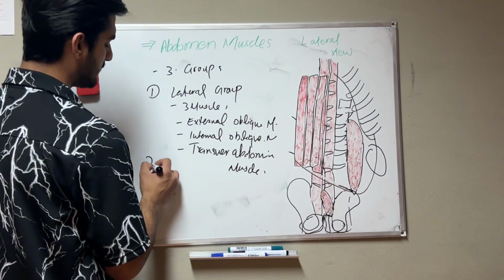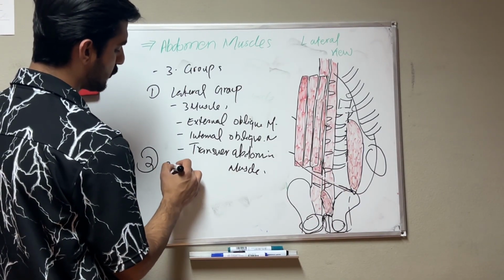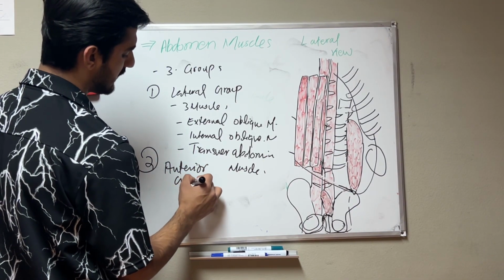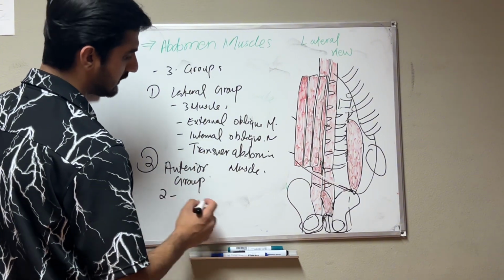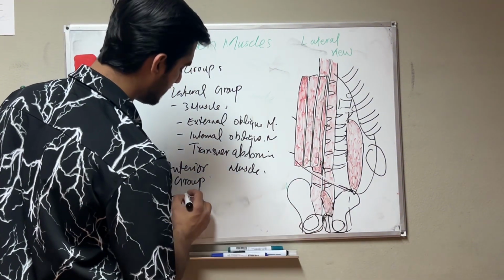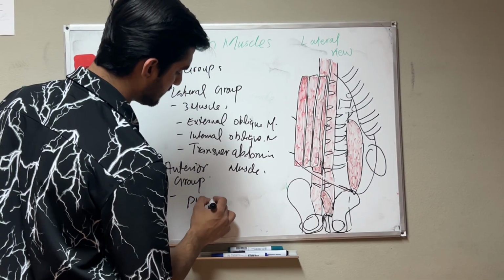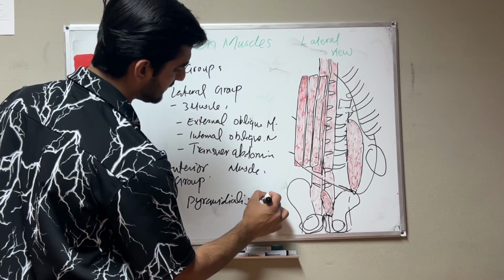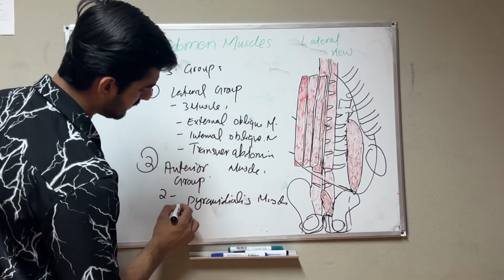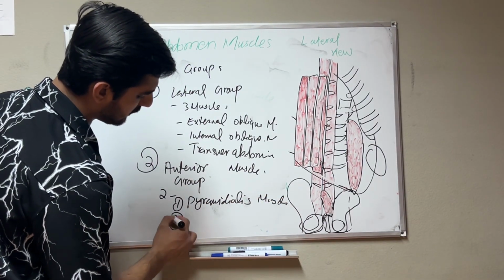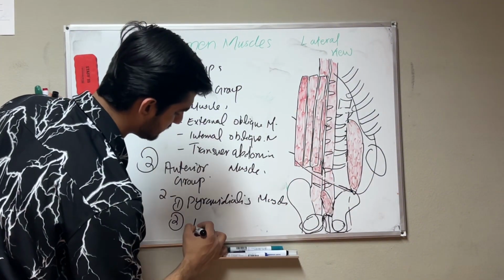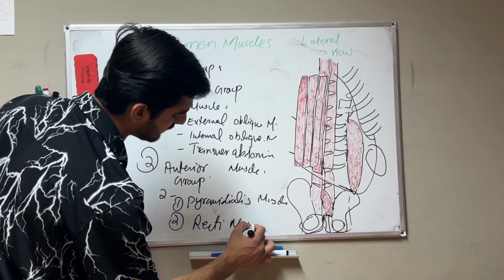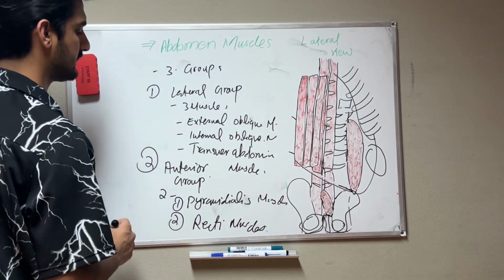Then we have the second group, which we call the anterior group of muscle. In the anterior group we have two muscles. This one is the pyramidalis muscle, and the second one is the rectus muscle. Rectus or recti muscle, because there are two muscles connected by the white line.